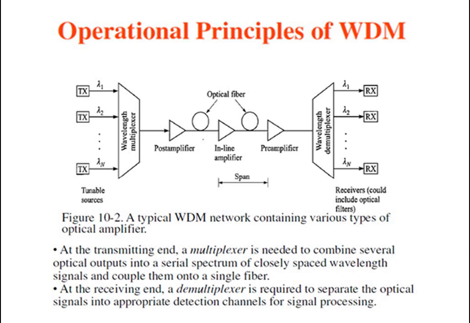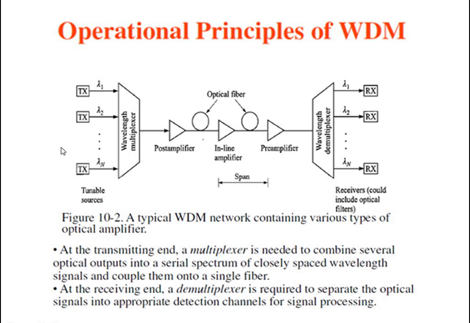So active WDM components include tunable optical filters, tunable sources and optical amplifiers. Here this figure shows the implementation of passive and active components in a typical WDM link containing various types of optical amplifier.